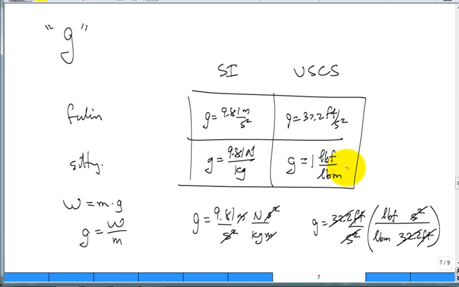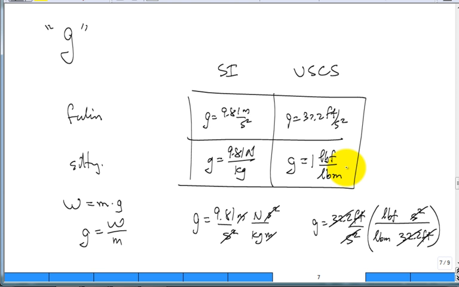Somebody says, I stepped on the scale, and this morning I weighed 190 pounds. That's my weight. It's a pound force. Somebody says, yeah, but I want to know your mass. No problem. 190 pounds mass, lbm. True?